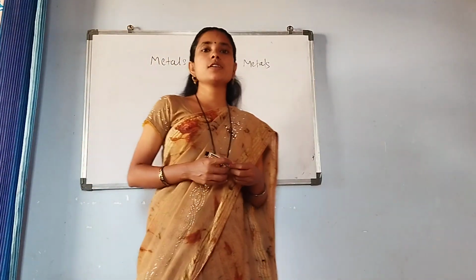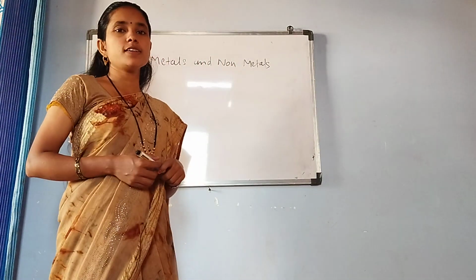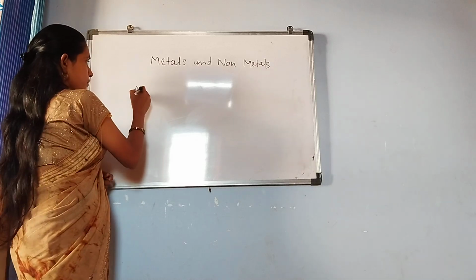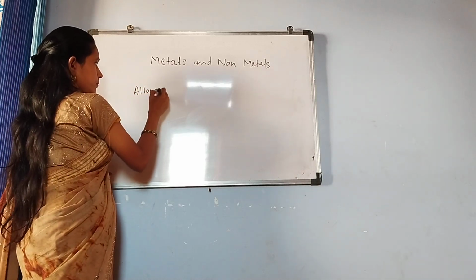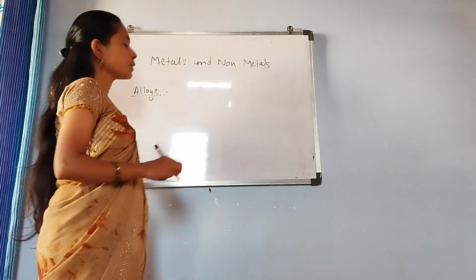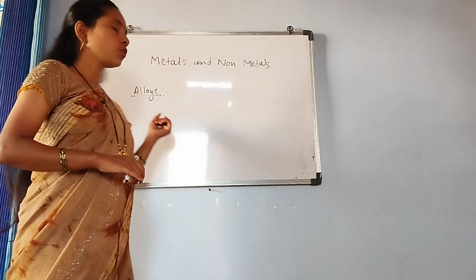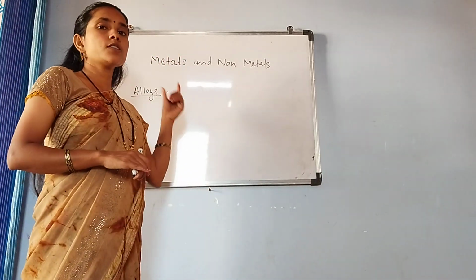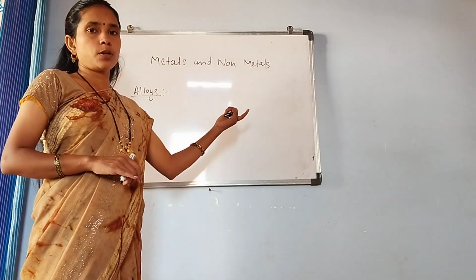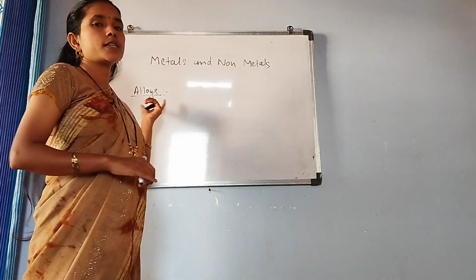So today I am going to discuss the last topic of metals and non-metals, that is alloys. So what is meant by alloys? Alloys is a homogeneous mixture of two or more metals, or metals and non-metals. So together we call it alloys.